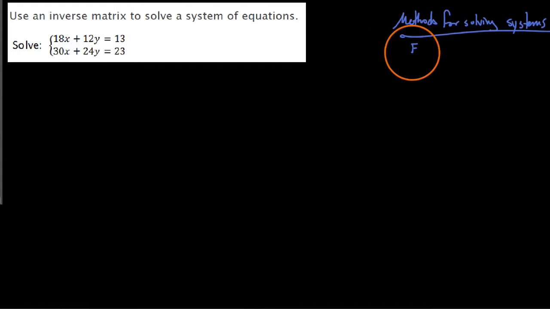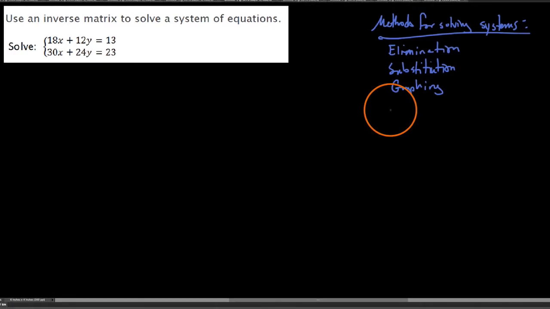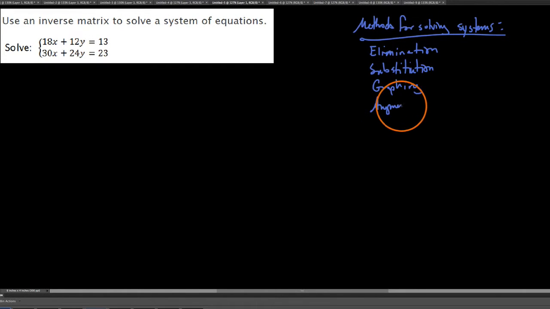Like, we have elimination and substitution. These are two. We also have graphing. We can see where graphs intersect to find common points that are common solutions. And we also have this: we could write an augmented matrix and then put it in either REF or RREF. We could do one of those two things to help us solve a system.